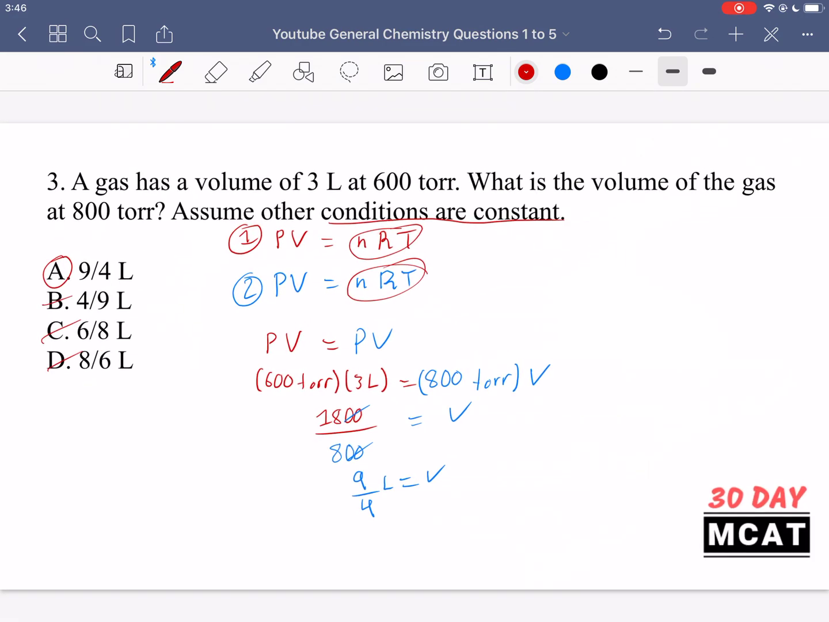So for this question, just know to use Boyle's law, or know to use the ideal gas law, and know which things are equivalent, so that you can make the two equations equal to each other, and then just plug everything in and solve.